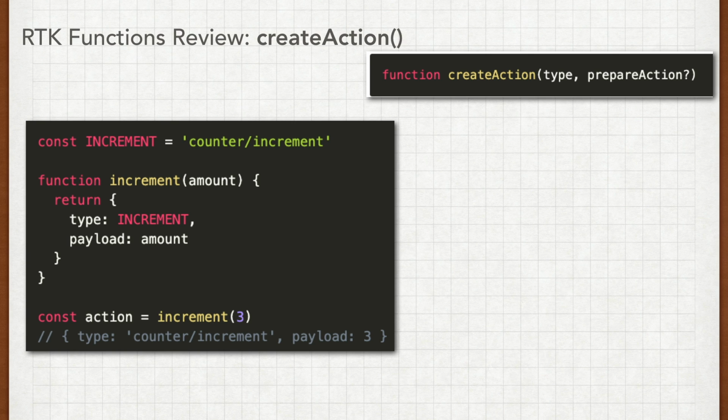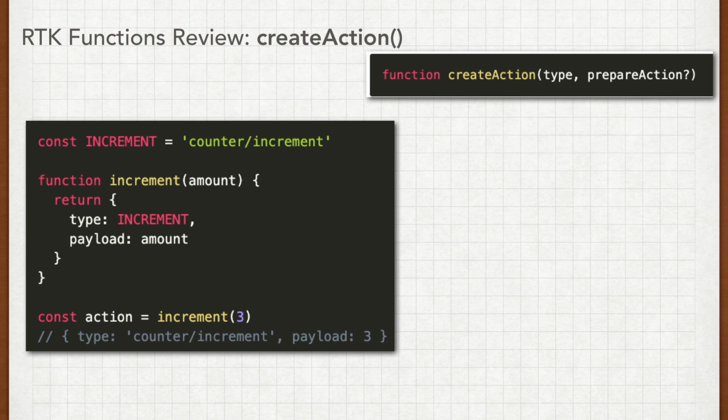So this is from the docs. On the top right, you see the type, the first parameter, which is required, is pretty much the name of the action type, the constant. And secondly, you could optionally give a prepare action, which is a callback function. This is kind of similar to the prepare key that we saw within our createSlice. It prepares our action for us. Otherwise, it automatically creates the action for us.